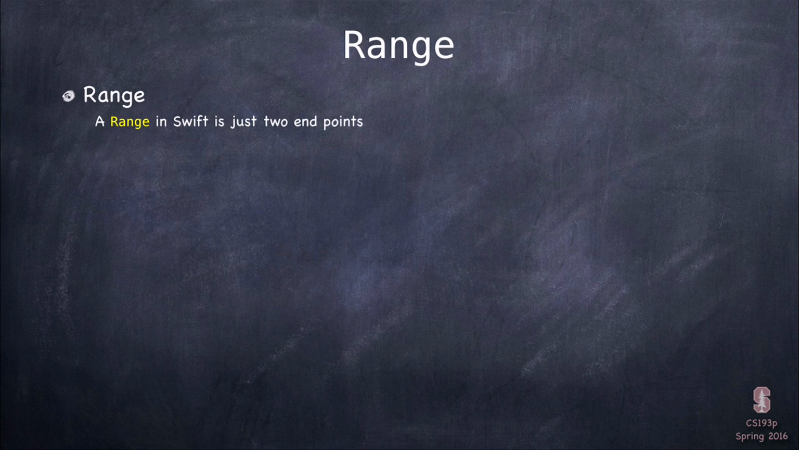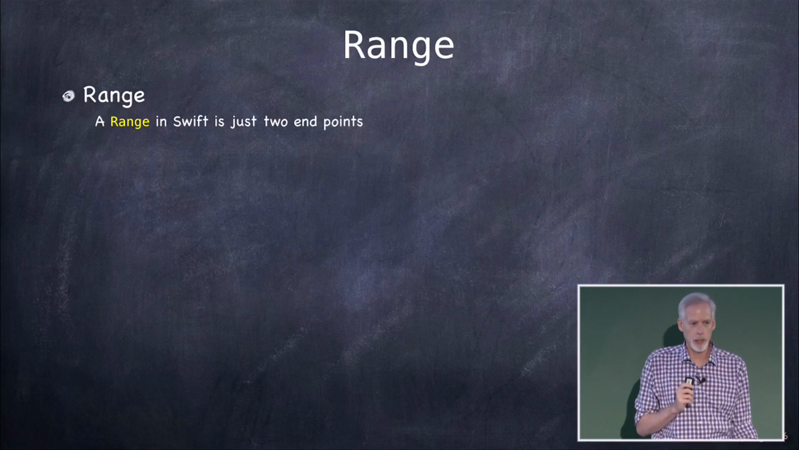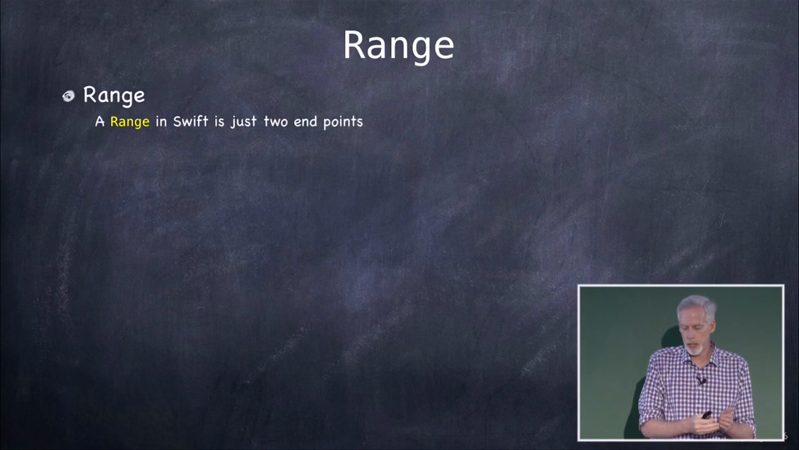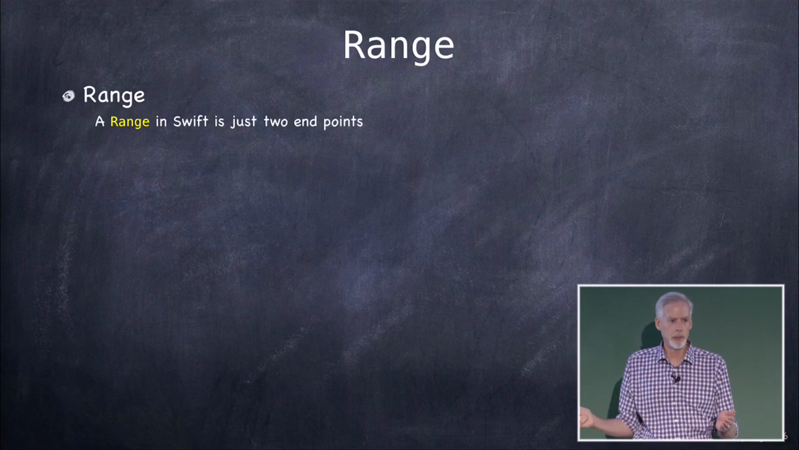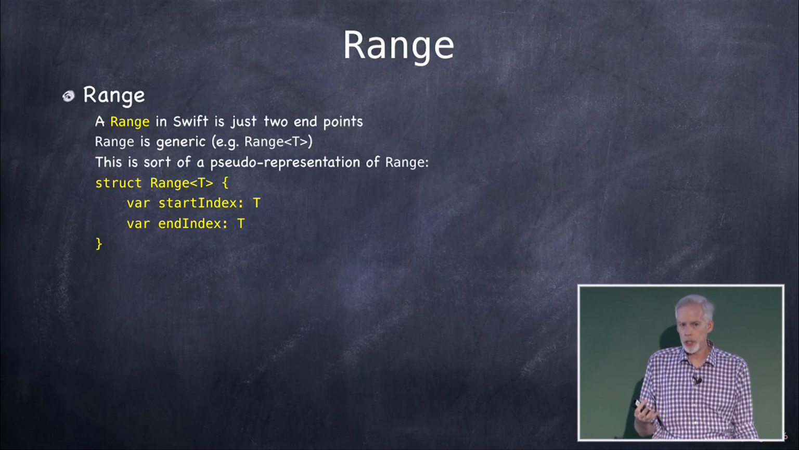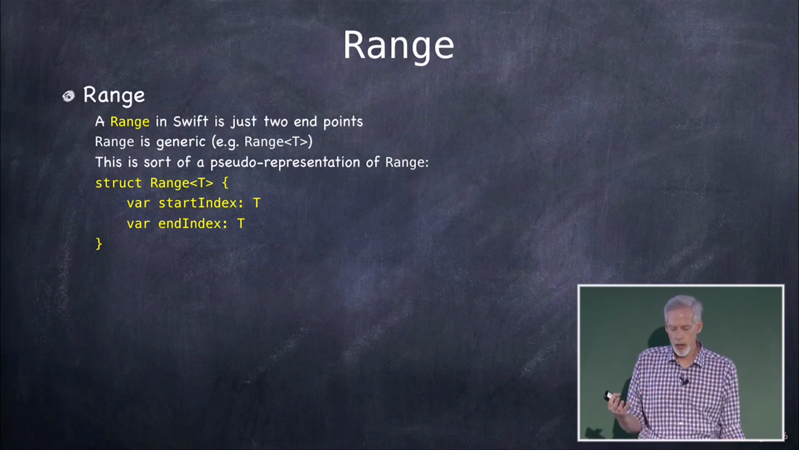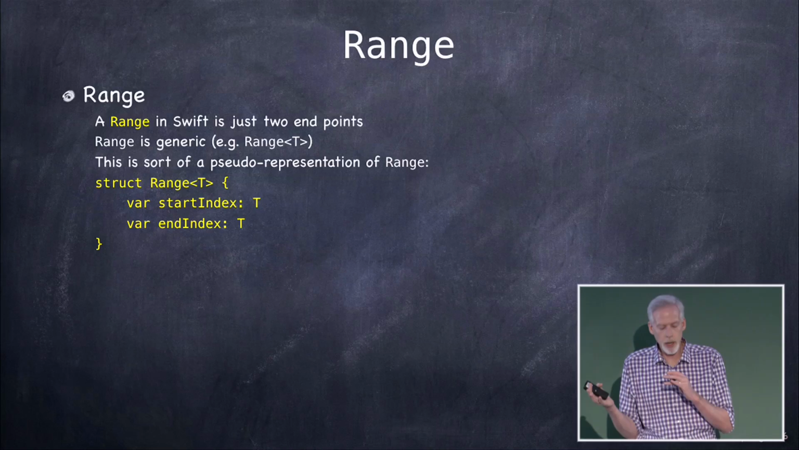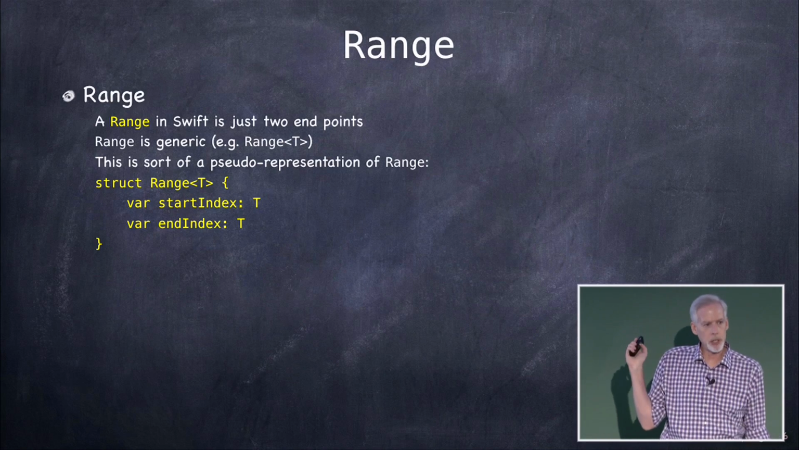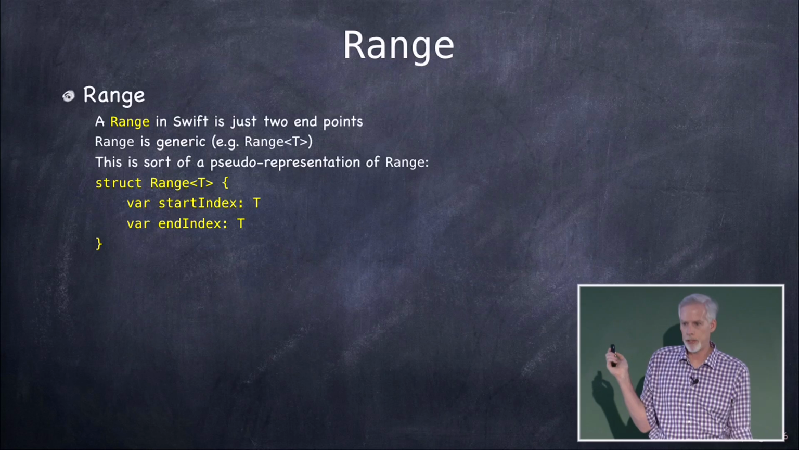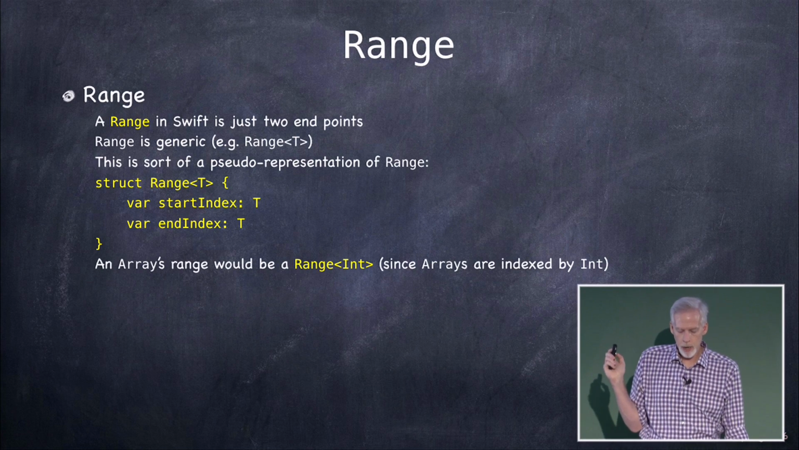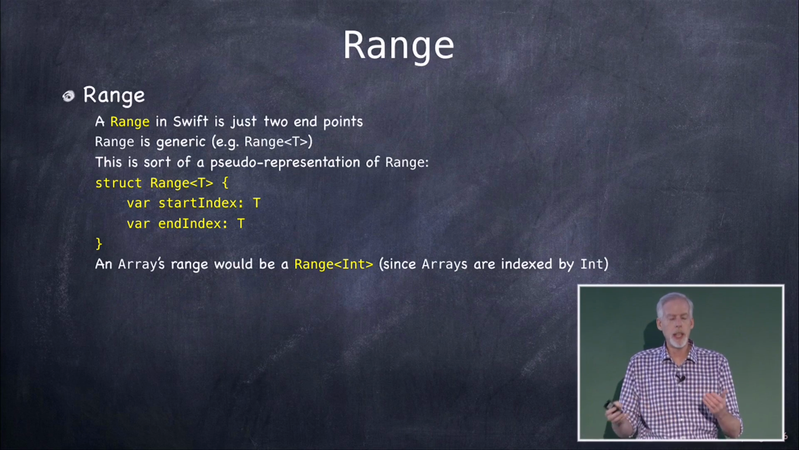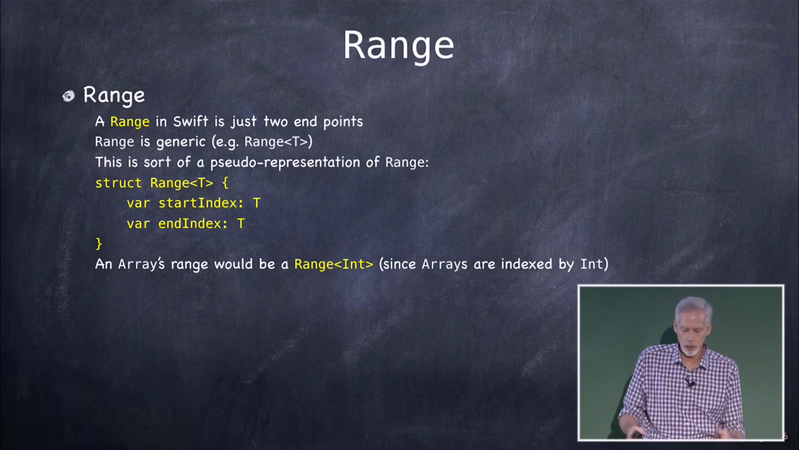All right, range. Range is quite important actually in Swift. It's essentially just two endpoints of anything that can be represented consecutively. So range, the type is generic, like array. So you can have a range of ints, you can have a range of indexes into something, or whatever. It really conceptually just has two things, a start index and a last index, an end index. If you wanted to get a range into an array, it would be a range of ints because an array is indexed by ints. So you would have a range of ints.